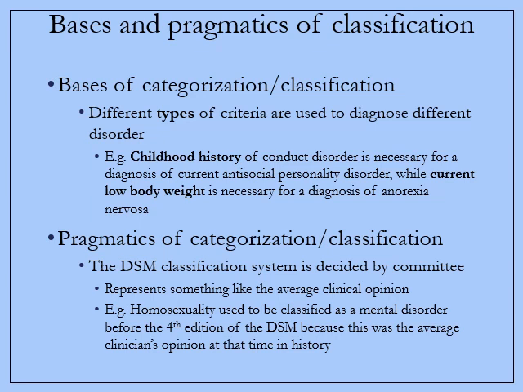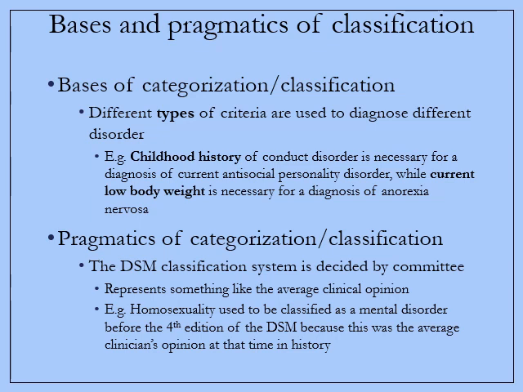So different types of criteria are often used to diagnose different disorders. For example, if I want to make a diagnosis of antisocial personality disorder, I have to do an assessment of that person's behavioral functioning during childhood, because I need to establish that they had conduct disorder during their childhood in order to meet criteria for ASPD.